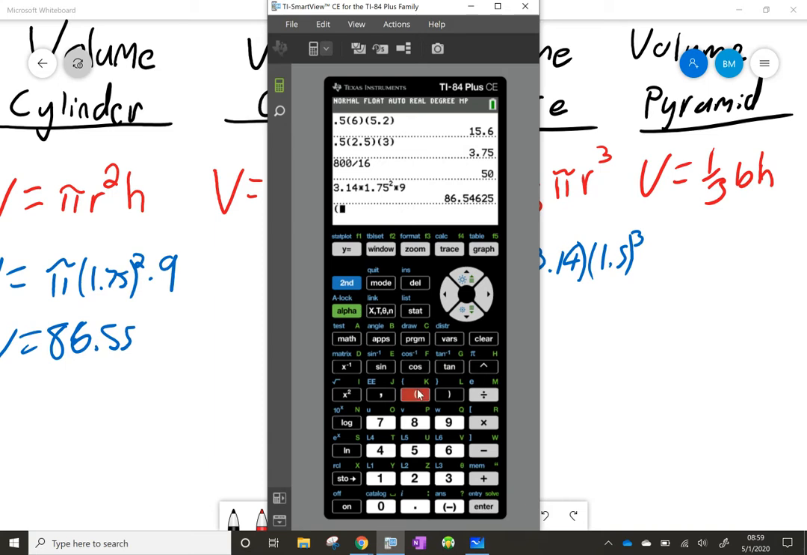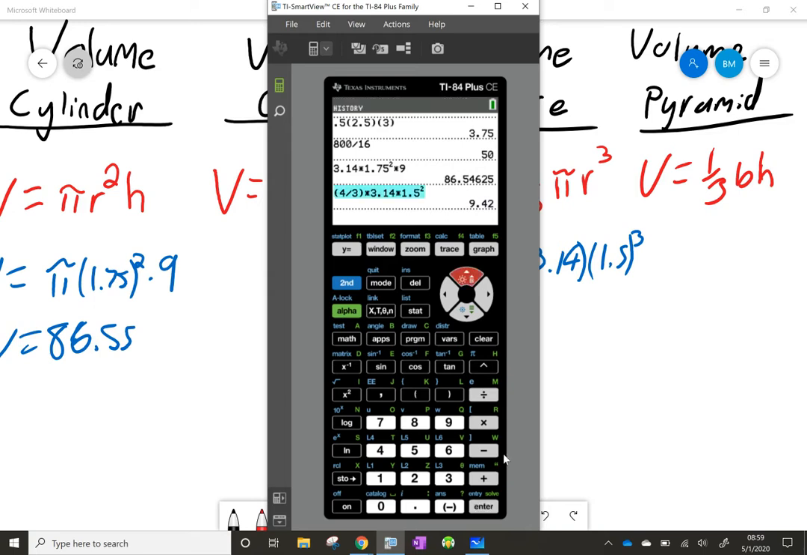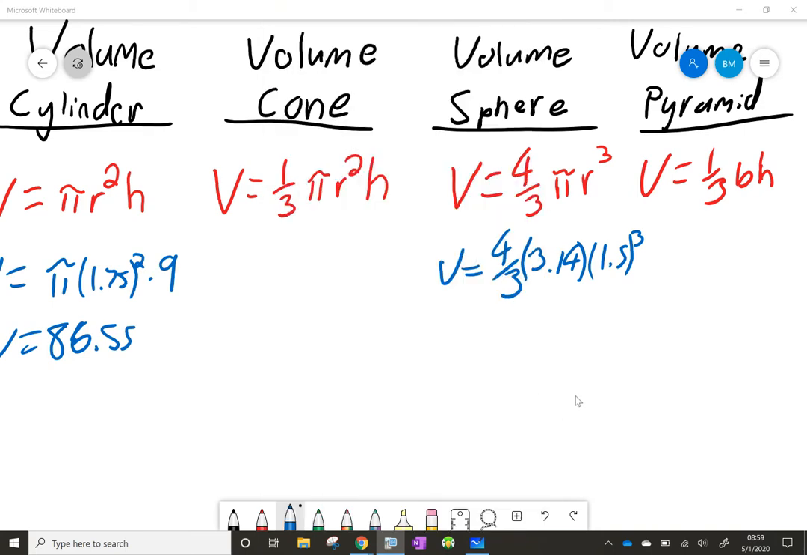As for 4/3, I'm just going to hit parentheses 4 divided by 3. That's going to give me 4/3. Let's multiply that to pi, 3.14. And then multiply that with the 1.5 squared. And we end up getting 9.42. Oh, it's not squared, it's cubed. My bad. I was going to say that didn't seem like it was right. Hold on, I got to go back and change this squared to cubed. Very important part of the formula, so you don't want to miss that. So that's 14.13. That's the right value. So volume here is equal to 14.13.